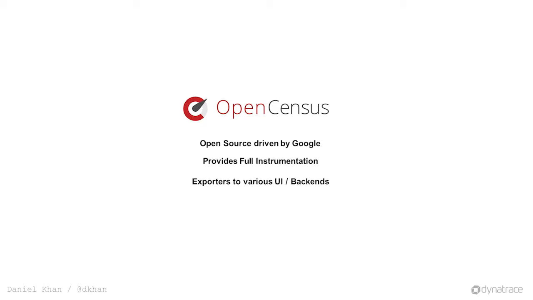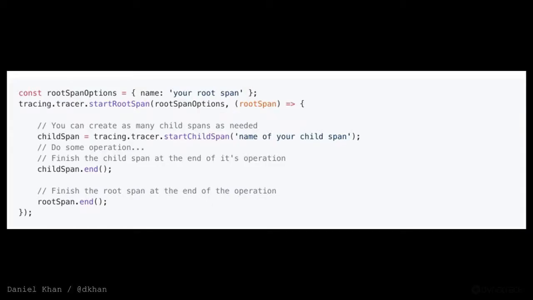Then there is OpenCensus. It's open source, it's driven by Google, so it goes back very much to the Dapper paper. It provides you with a full instrumentation, so it has code that instruments your code, like your Node.js application, for real, at least out of the box, the HTTP calls, the inbound and the outbound, and it provides exporters to a variety of backends. And as you see, it's quite easy to use. You can start a span, you can create a child span, so that is pretty straightforward.